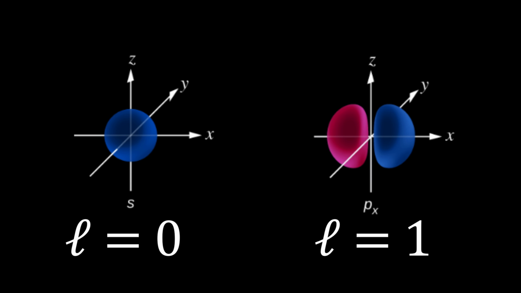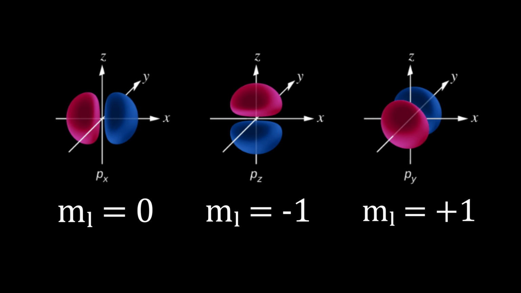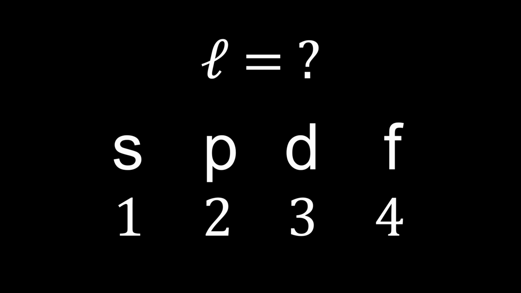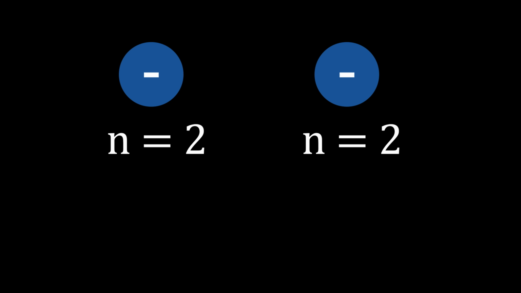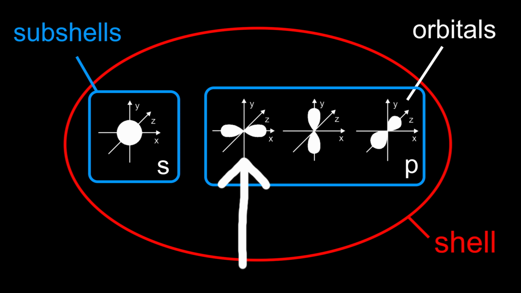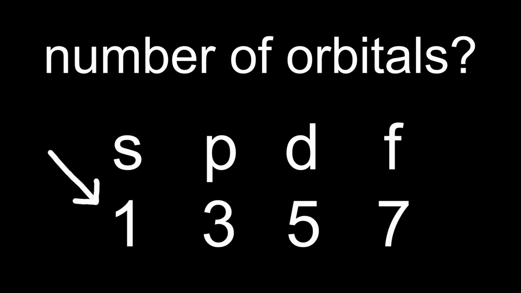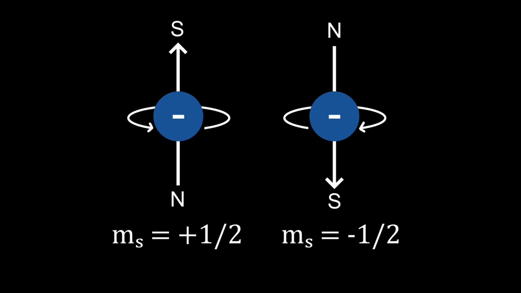l describes the shape, and ml the orientation of orbitals in a subshell. There are four subshells called s, p, d, and f. If electrons have the same l, they're in the same subshell. If electrons have the same n, l, and ml, they're in the same orbital. Also, the number of orbitals increases by 2 for every bigger subshell, starting at just 1 for s. The last quantum number describes an intrinsic property of electrons called spin, which can have two values.